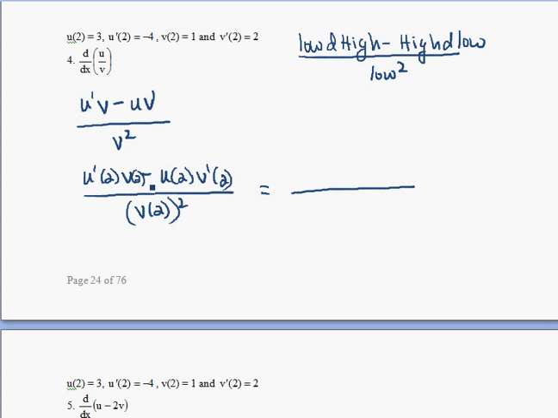So u prime of 2 is -4, v of 2 is 1, minus u of 2 is 3, v prime of 2 is 2, all over v of 2 squared, which is 1 squared. So that gives me -4 minus 6 all over 1 squared, which is -10.